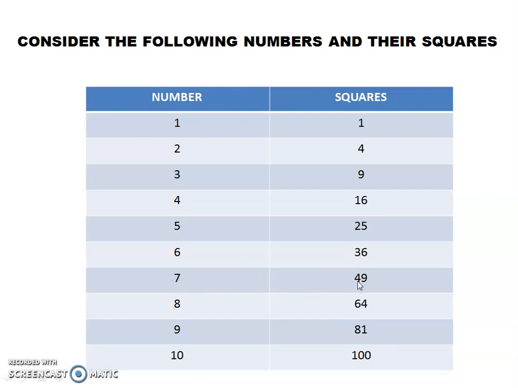7. 7 into 7, 49. 8. 8 into 8, 64. 9. 9 into 9, 81. And 10. 10 into 10, 100. These are the first 10 natural numbers and their squares. You should learn this by heart. Don't sit and think about the multiplication table. You should know it by heart. Okay. Depending on these squares, you are learning some properties of square numbers. Let us see what that is.